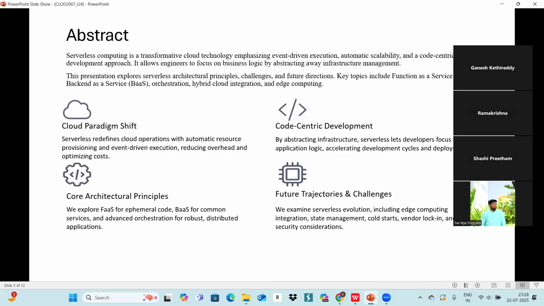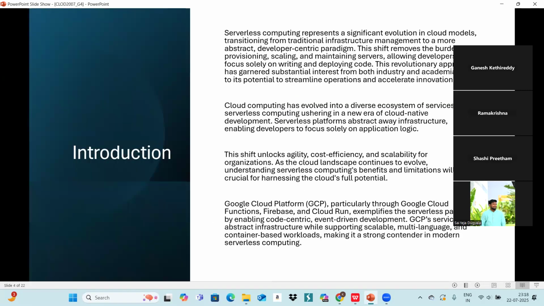Our project explores how these models compare, how they are evolving, and what challenges they still face, including cold start, vendor lock-in, security, and hybrid cloud integration. This abstract sets the stage for a deep dive into the evolution of cloud infrastructure and the emerging serverless architecture.